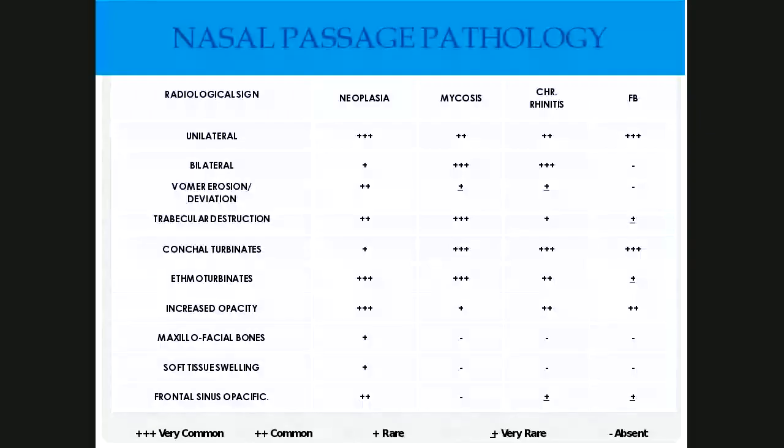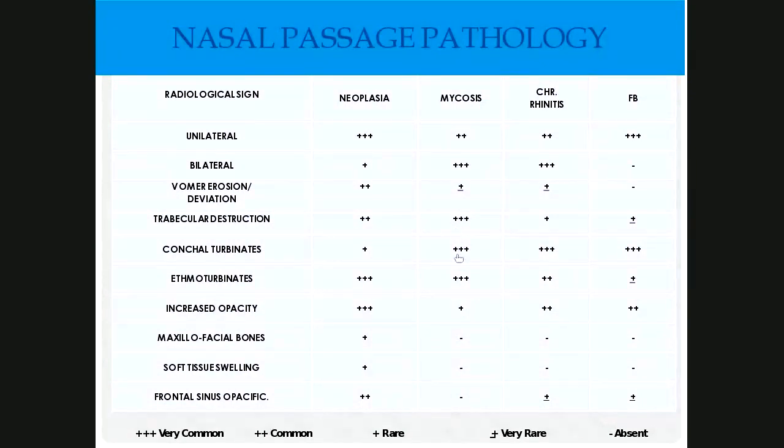Sorry, I just want to go back to it and discuss it a little bit more. So for example, in neoplasia, it's much more likely to be unilateral compared to the rest. Foreign body is also likely to be unilateral. Bilateral disease is often mycosis or chronic rhinitis. Vomer erosion and trabecular destruction is much more common in neoplasia, although mycosis, especially aspergillus, leads to an almost empty nose. There can be marked turbinate destruction.